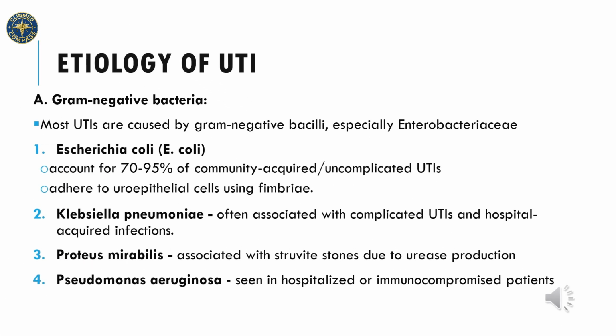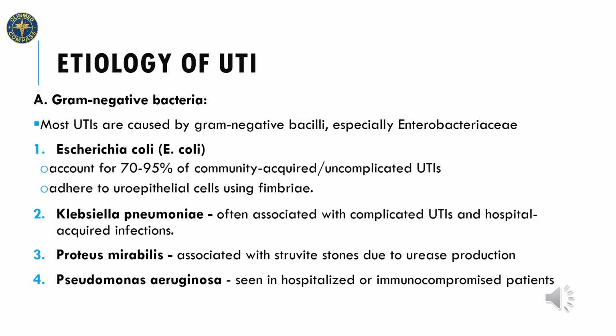Now let's talk about the etiology and risk factors for UTI. Most common causative organisms are gram-negative. For example, Escherichia coli, Klebsiella pneumoniae, Proteus mirabilis, Pseudomonas aeruginosa. E. coli accounts for about 70 to 95% of uncomplicated UTI.